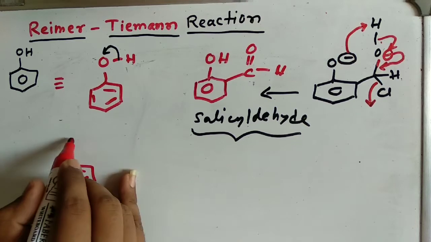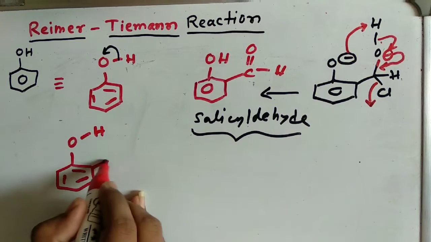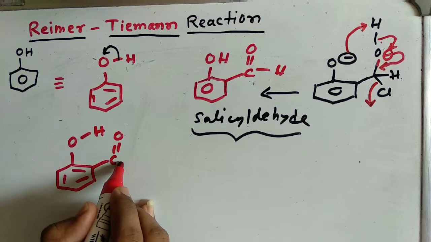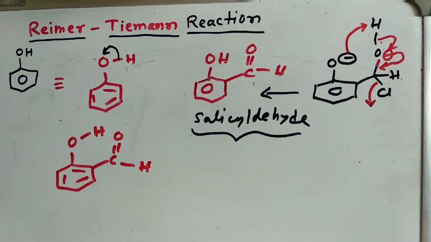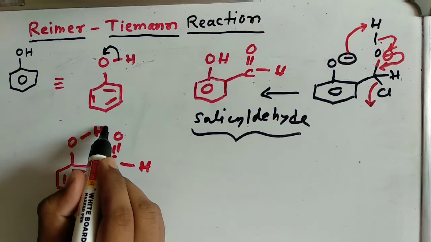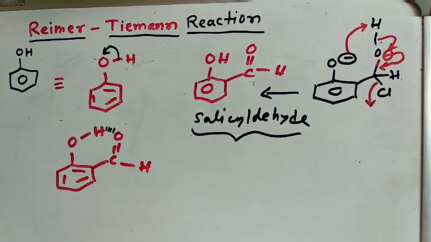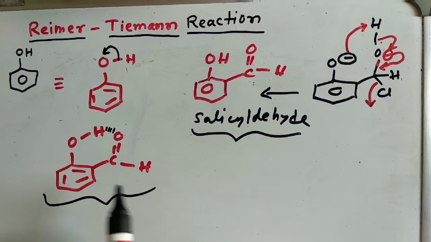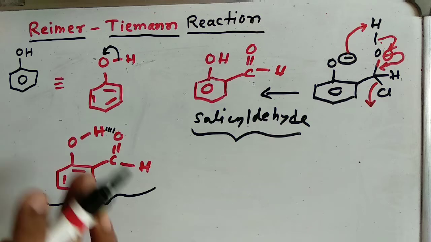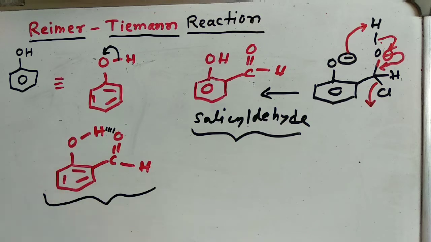So it's O, it's H, and it's C, then it's O, and this is H. So here hydrogen bonding is possible. Because of this hydrogen bonding, this product is stable. Whatever ortho product is formed is going to be very, very stable because of this hydrogen bonding. That's why the ortho product here is the major product.